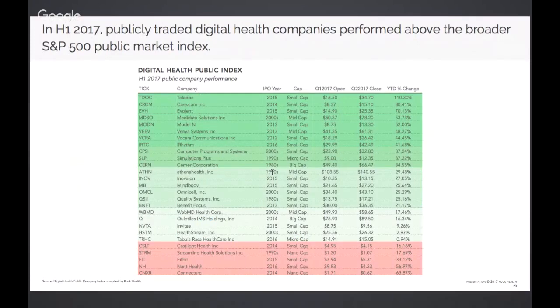And things are looking up on the public markets overall. The digital health public company index is up 30% year to date, compared to the S&P 500, which is up 8%. The vast majority of stocks on this index closed the quarter with positive year-to-date returns, indicated by the green shading. The biggest market winners at the top of this list: Teladoc up 110% year-to-date, Care.com up 80%, and Evolent Health up 70%. 5 companies in the red are trading below their 2017 opening stock price.